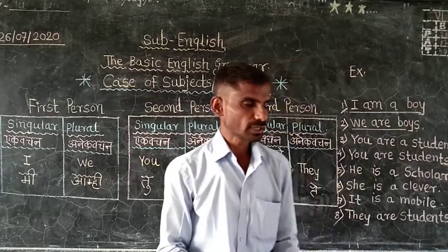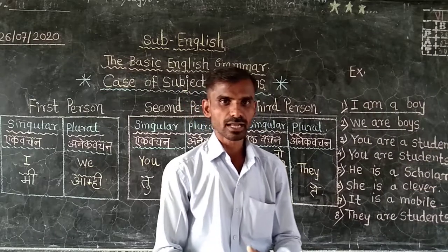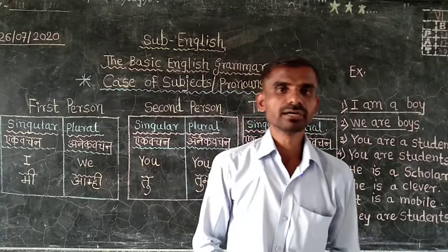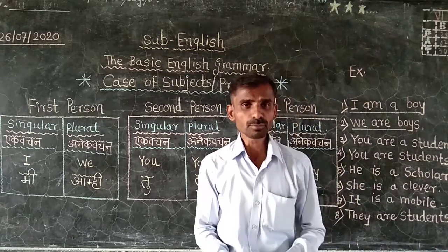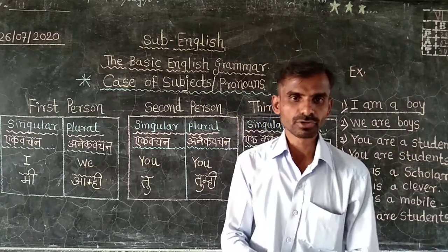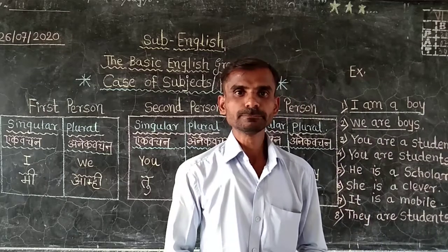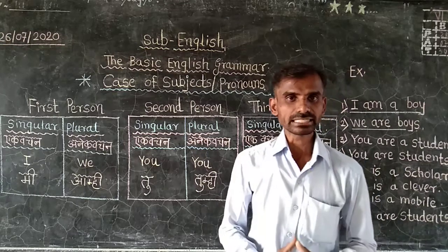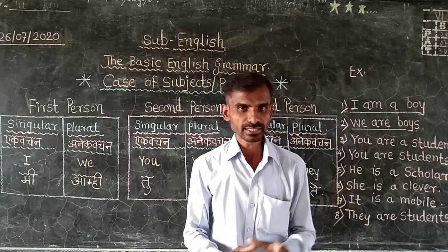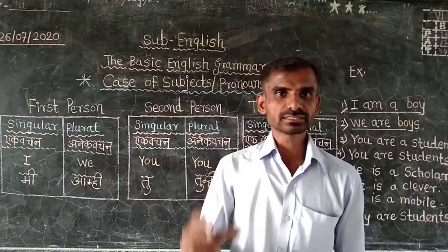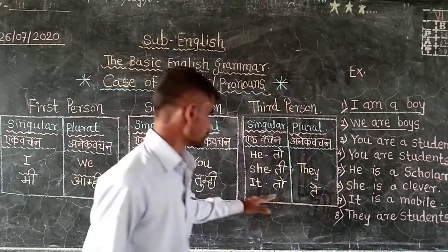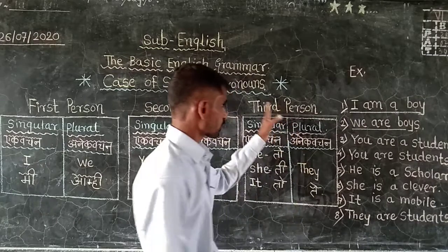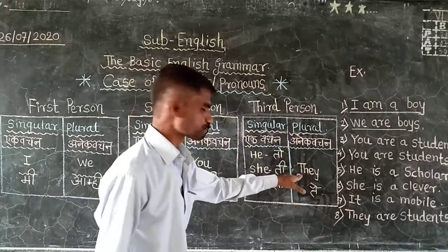Suppose XYZ student, she is outside the classroom, I have to say she is a girl. And whenever I have to talk about the neuter gender, for example, this is a mobile, it is a pen, this is a chalk, or it is a duster, isn't it? It is a chalk, it is a duster. It is specially used for the neuter gender.